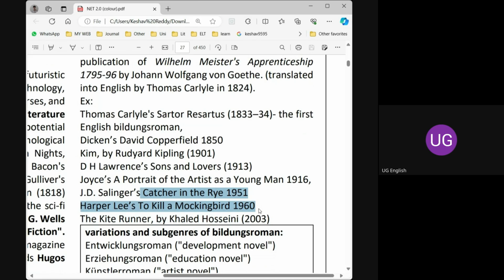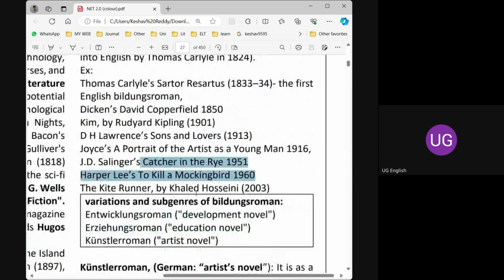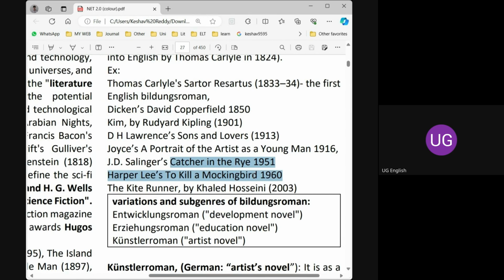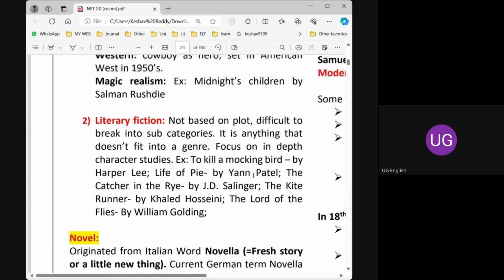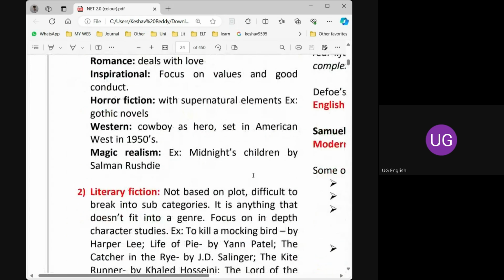But of course, these are categorized as Bildungsroman, but they can also be categorized into several other types of novels. The simple thing is, these do not fit in only one particular genre. It is very difficult to categorize them into one single literary genre. So that's why we discussed the terms in the beginning of the class, literary fiction and genre fiction. Please remember these two terms.